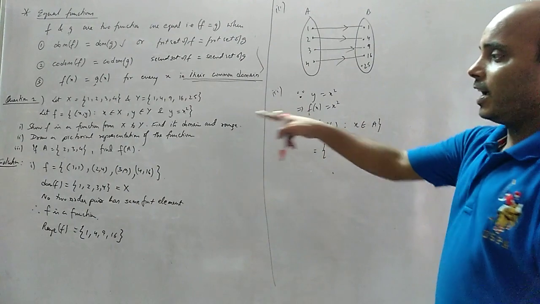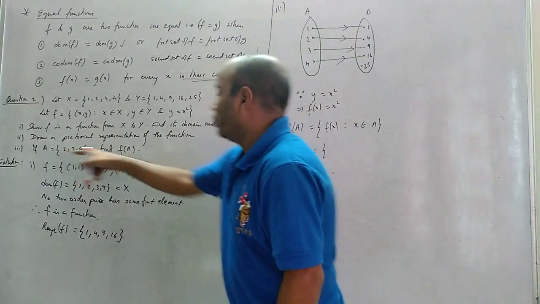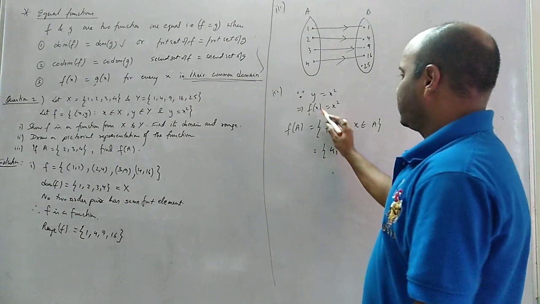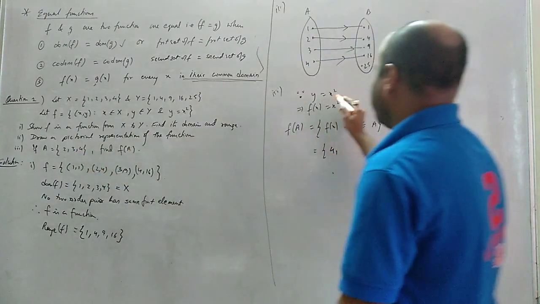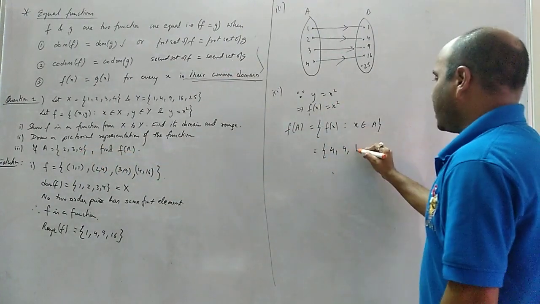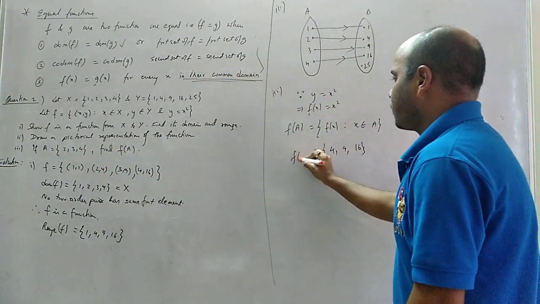f of x, x क्या है? 2 inside A, 2. Substitute here 2 square 4, comma f of x. What is x? 3. Substitute 3 square 9. 4 substitute 4 square 16. हो गया. This is your f of A.